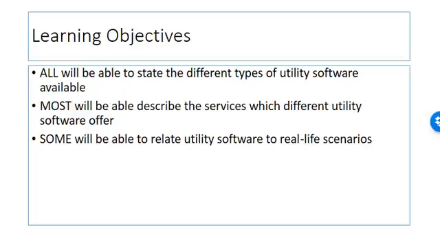So learning objectives: all will be able to state different types of utility software available. Most will be able to describe the services they offer, and some will be able to relate utility software to real life scenarios. We've got a lot to get through in this video, so let's get learning.